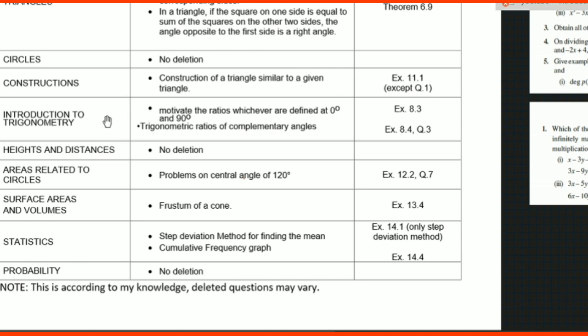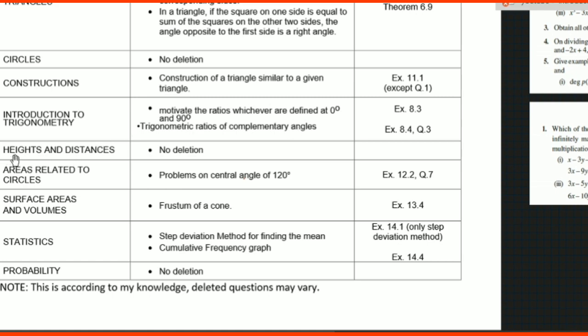And moving on to the next chapter, Introduction to Trigonometry. In the trigonometric ratios of complementary angles, in this lesson again you have 4 sub-concepts. Of those sub-concepts, the third one, complementary angles, is deleted. So exercise 8.3, and there is one sum, question number 3 in exercise 8.4. So these are the sums based on this concept which are deleted, right?